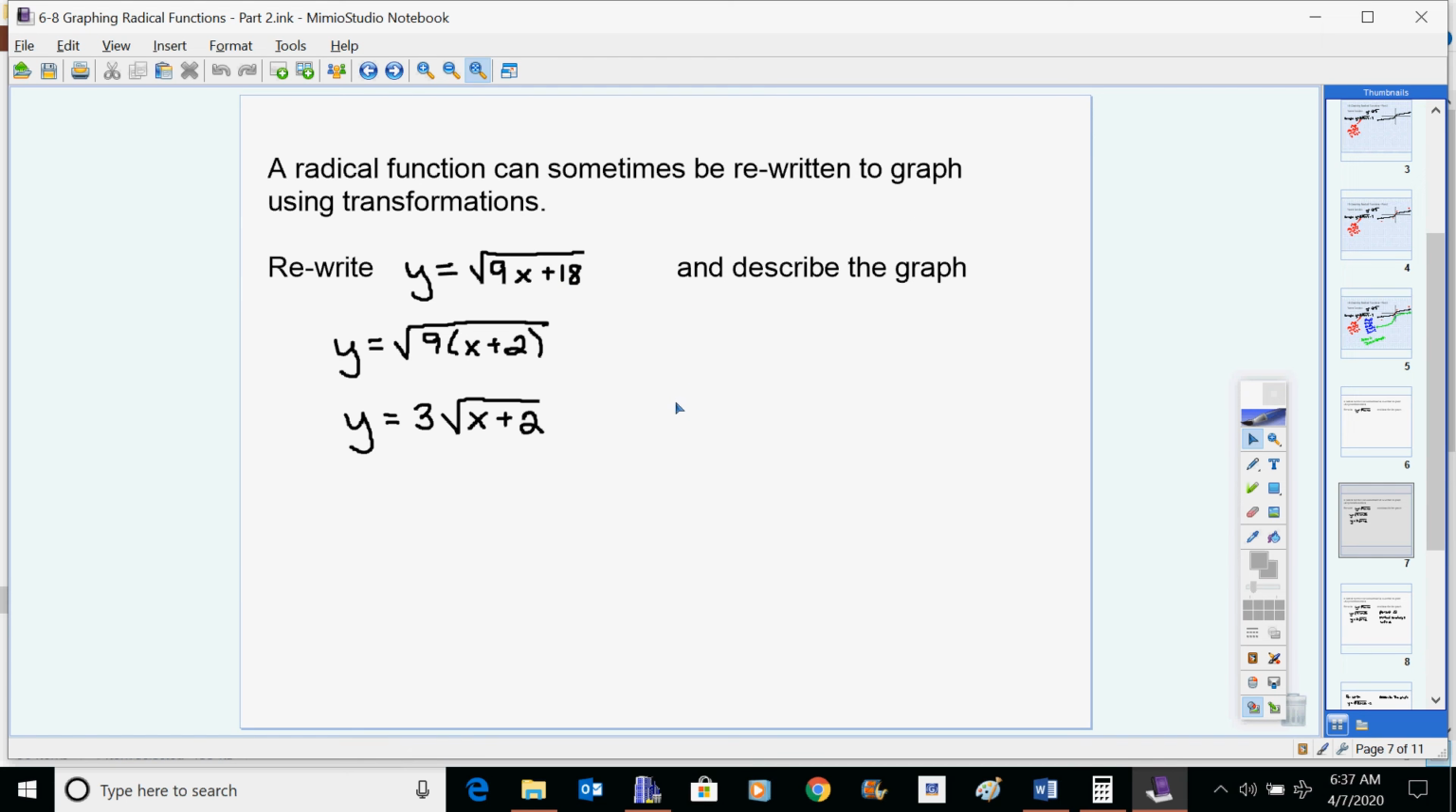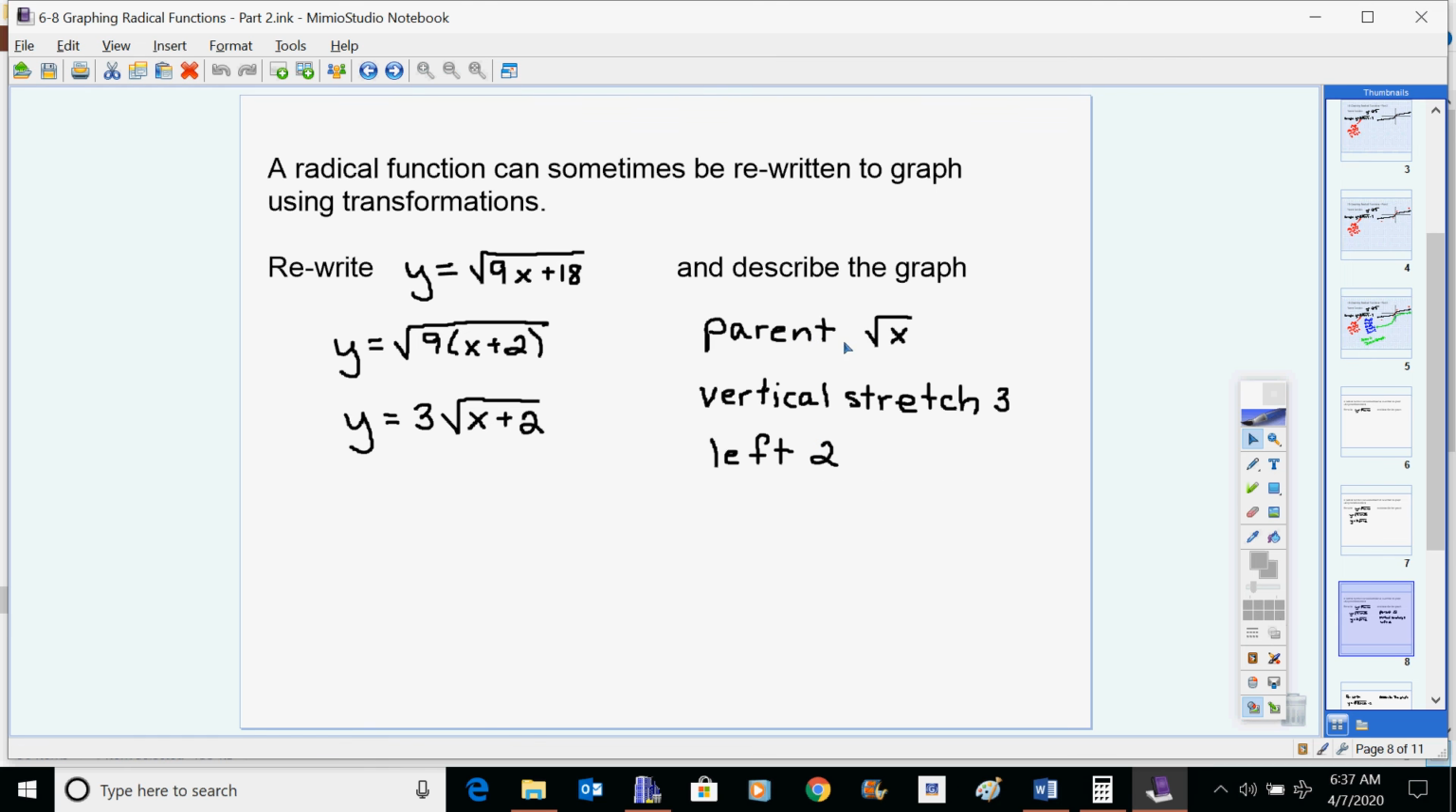So it comes from the parent function, square root of x. You should have in your mind that it starts at 0 and goes up and to the right, kind of curving nice and flat. There are restricted values, so you've got that in your head. But as far as where it goes, this part right here will tell us that it goes left 2, and this part right here will tell us that it has a vertical stretch of 3.